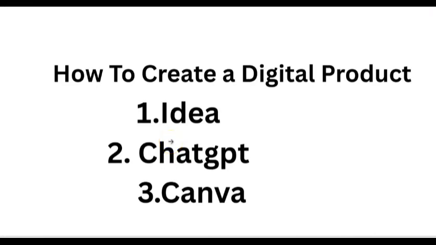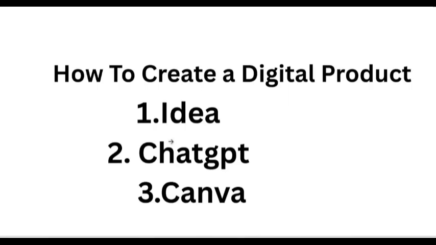Today I want to show you how to create a digital product. I'm going to show you step by step how to create your first digital product. In the first module, we're going to look at 3 steps. We're going to start by coming up with an idea of the digital product that you want to be creating. We are going to be using 2 tools. We're going to use ChatGPT and Canva.